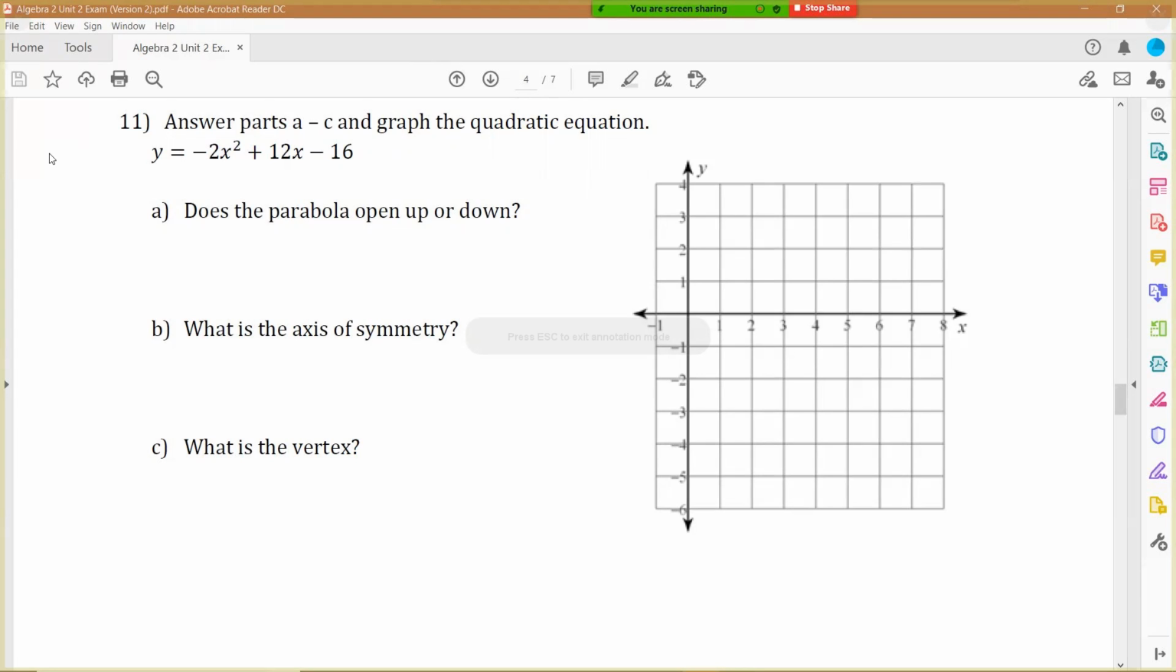So does this parabola open up or open down? Again, the first number after the equal sign is A. That number will tell you whether it opens up or opens down. It does open down. So we know we're going to have a frowny face for our parabola.